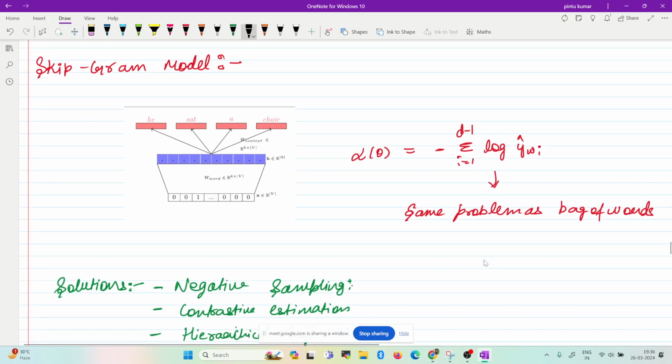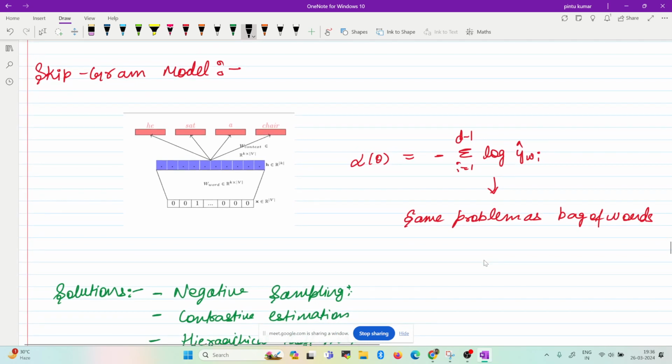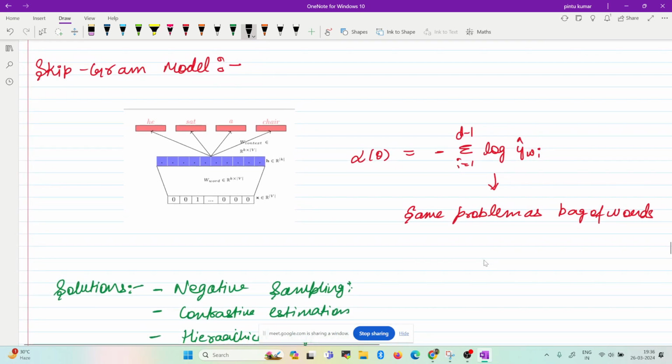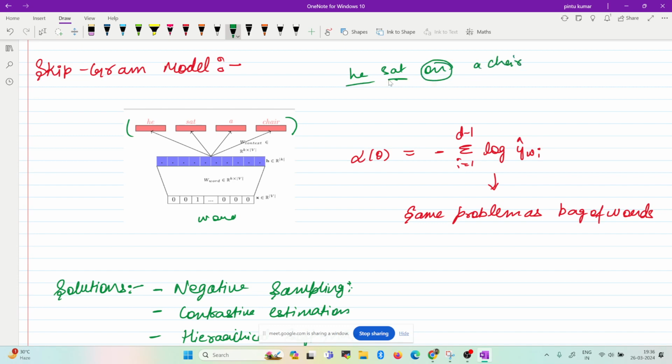Okay, if there is no doubt, then we'll go to something that is known as skipgram. Skipgram is totally the opposite of what we did in continuous bag of words. What we do in skipgram is, if you are given a word, we want to predict the context around it. For example, the sentence is he sat on a chair. Given the word on, you should be able to predict a and a chair.